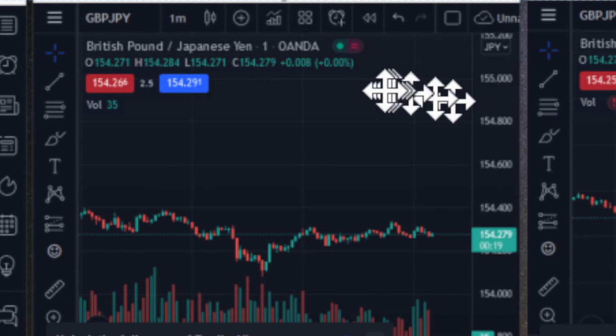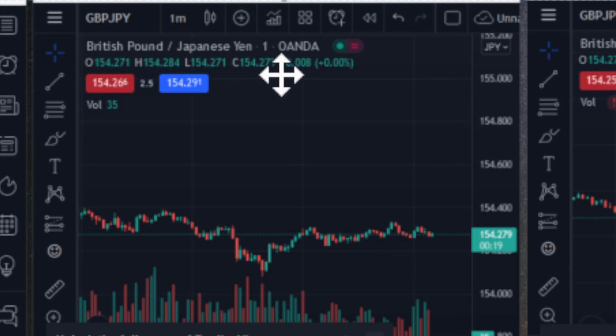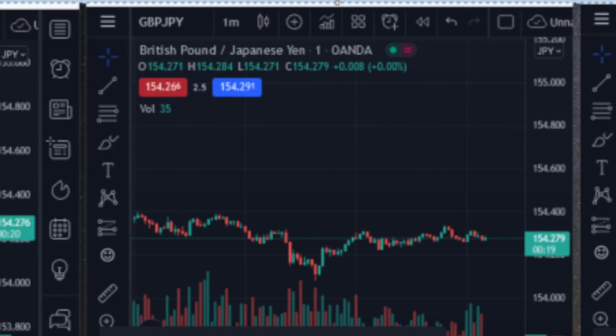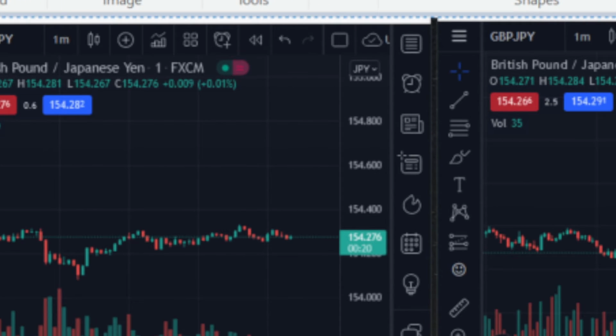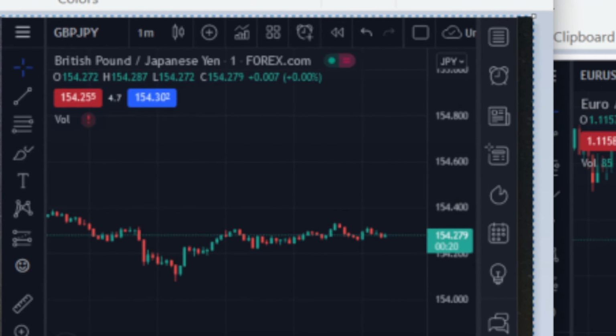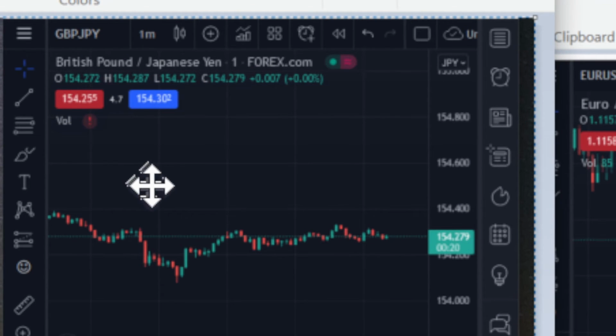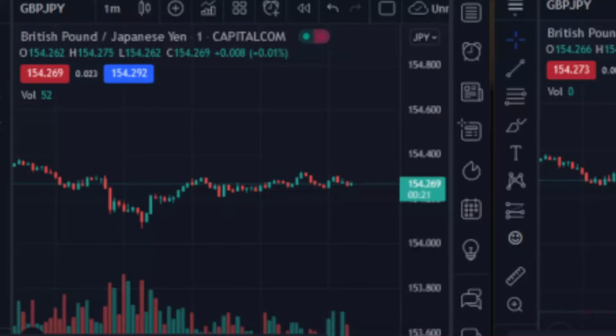Same currency pair. This time, the broker is Oanda. That has a different volume, 35. The previous one was 59. Let's keep going. Here we have Forex.com. Volume is not available, the exclamation point. There's no volume available.